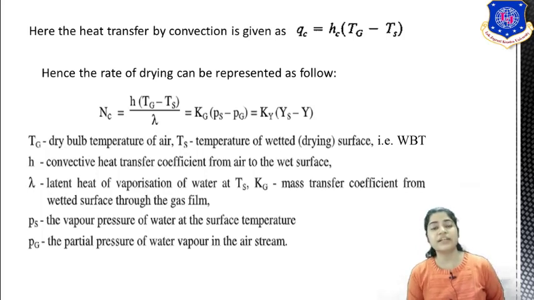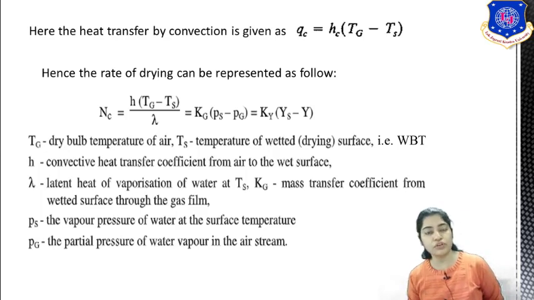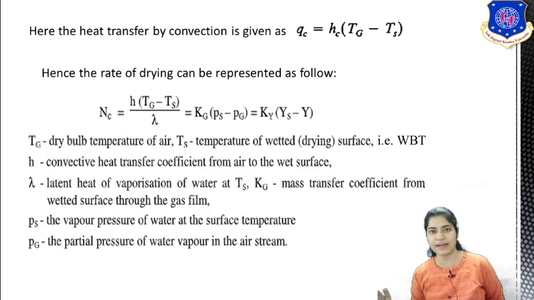So that is one kind of mass transfer. We are relating in terms of mass transfer coefficient. Here the concentration difference was represented in the form of pressure difference. In terms of humidity, again your mass transfer coefficient will change. Instead of Kg, you will substitute Ky. Hence Ky into (Ys minus Y).